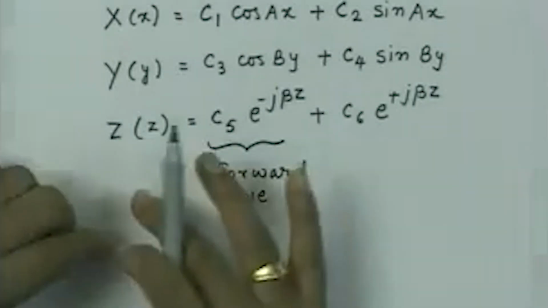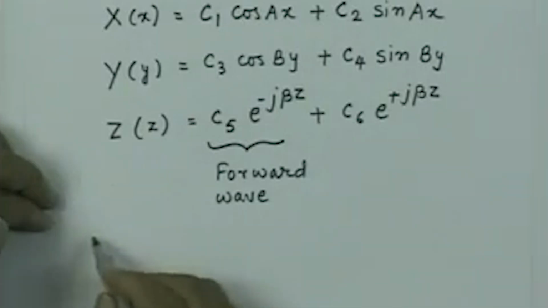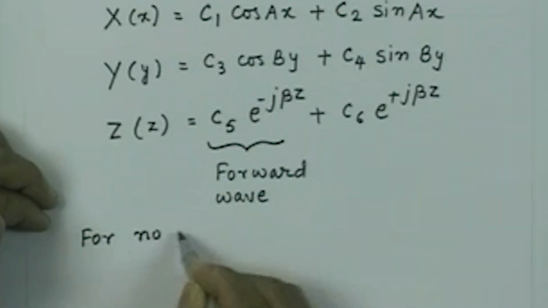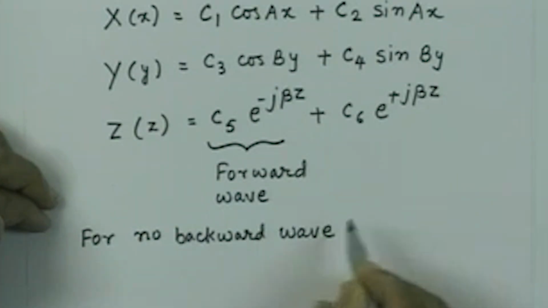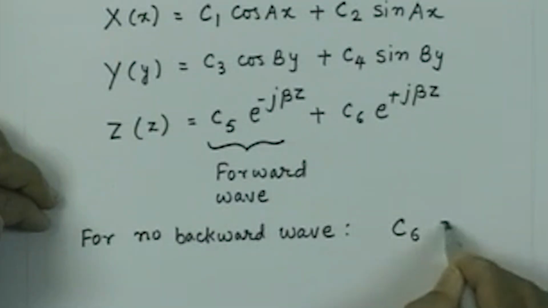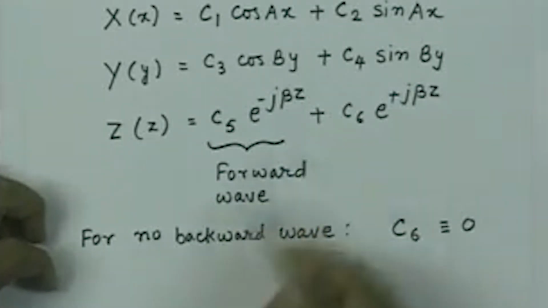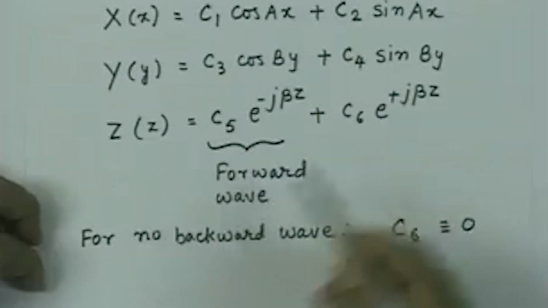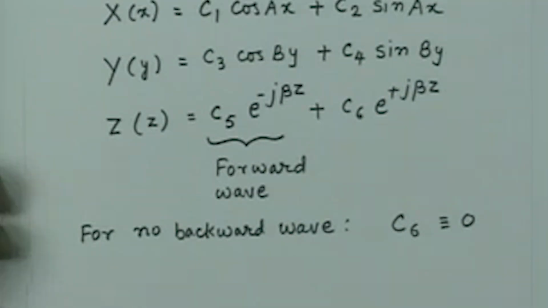So, let us assume that only one wave which is travelling in positive z direction exists, and there is no wave which is travelling backwards on the structure. So, we can assume that for no backward wave, we can take the C6 as identically 0. So, the Z solution is only C5 e to the power minus j beta z, and with that understanding, then I can write down the complete solution for the Ez, which is product of this and this quantity.